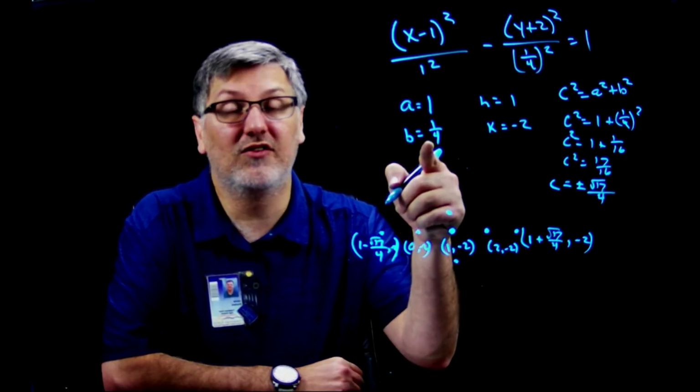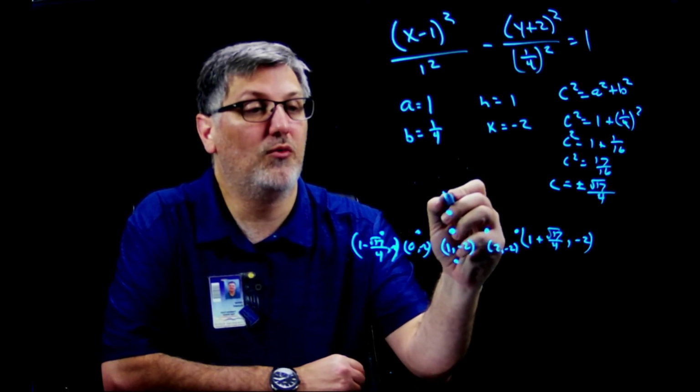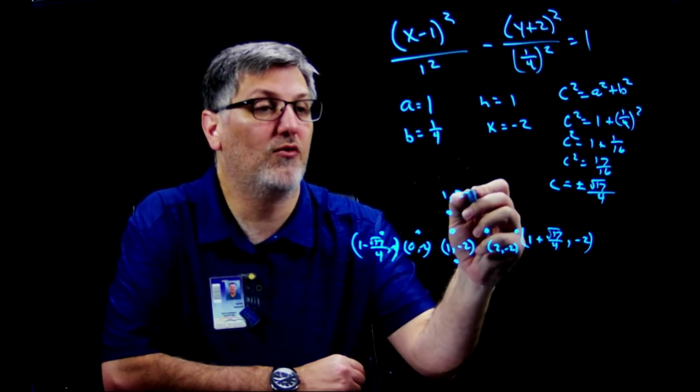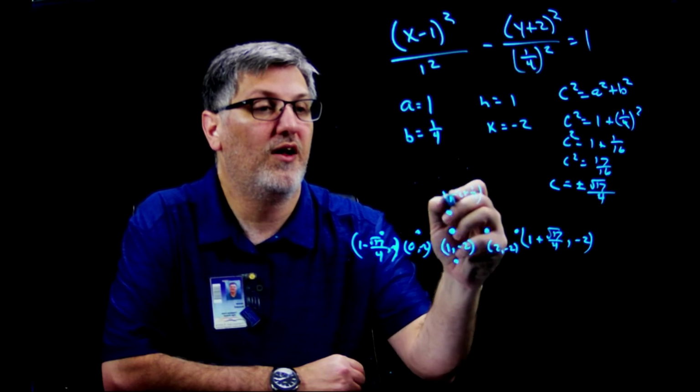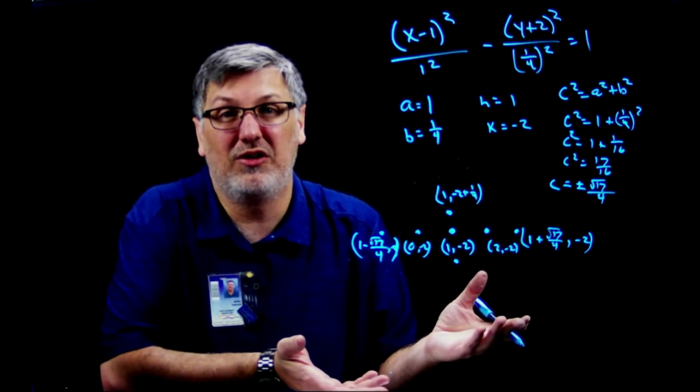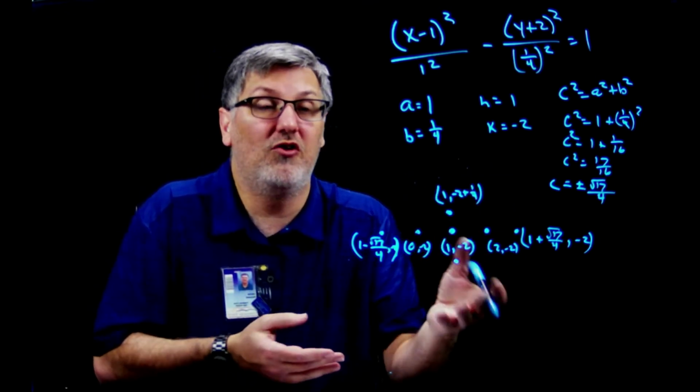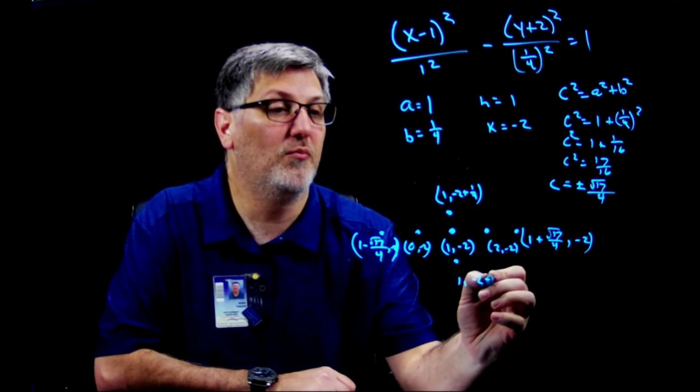All right, now we need to sketch it. Well, I know that there's going to be a point up here somewhere, and there's going to be a point down here somewhere. That distance is 1/4. So that is going to be 1 comma -2 plus 1/4. I could calculate it if I want. I don't really care. It's just a sketch. Show me you know what you're doing. And then here, this is 1 comma -2 minus 1/4.